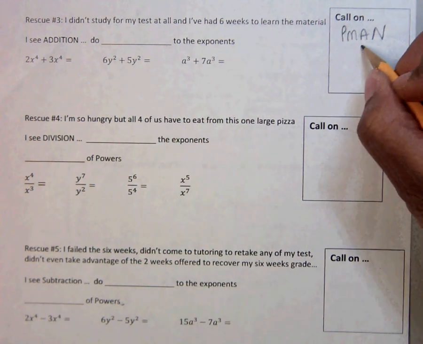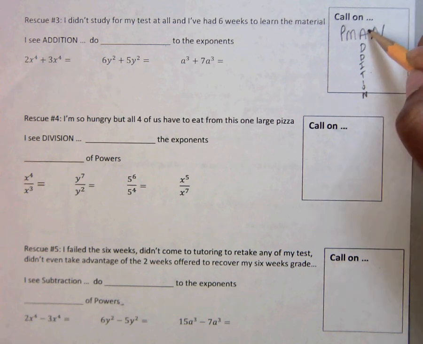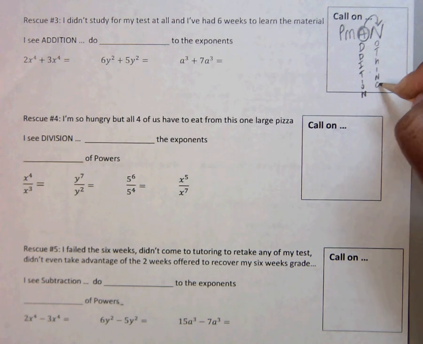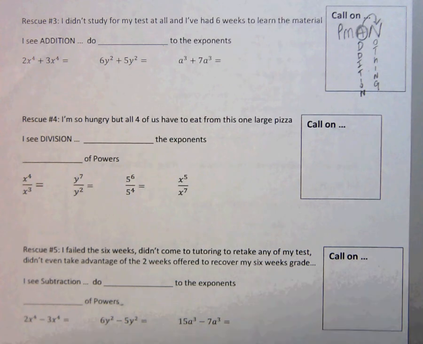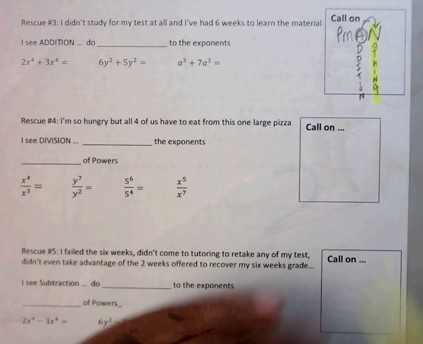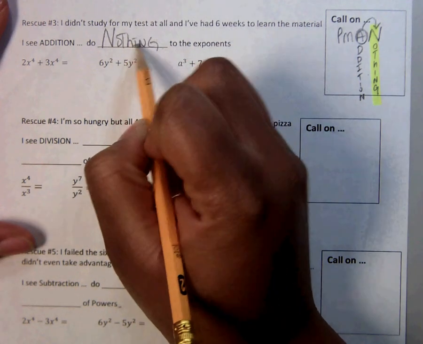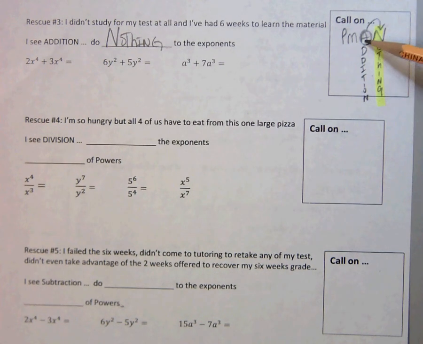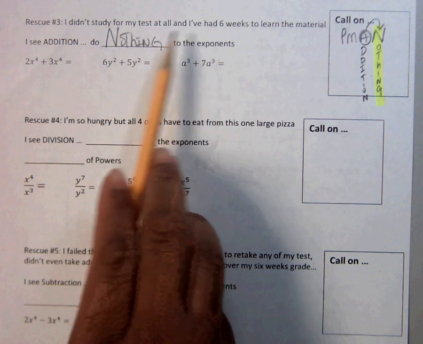P-Man says, I see addition. So do nothing to the exponents. And I know some of you guys are looking at P-Man like, oh man, you didn't help me. But that's the way it works. When you see addition, you do nothing to the exponents. Don't forget that part.